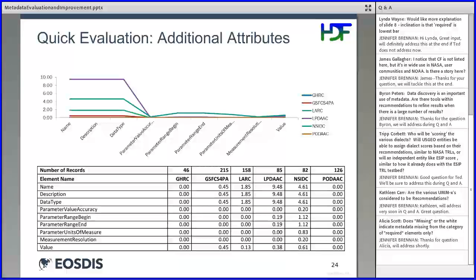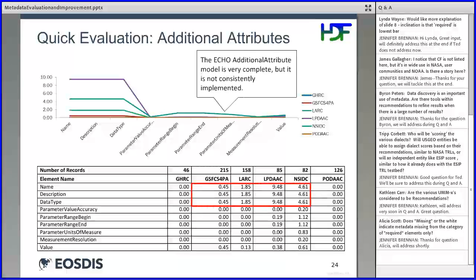So people using this metadata can only use the information that's in the metadata to understand what these additional attributes are. For that to work, you would need all this information. So for whatever set this is, you want a horizontal line going across saying all of these elements are complete.